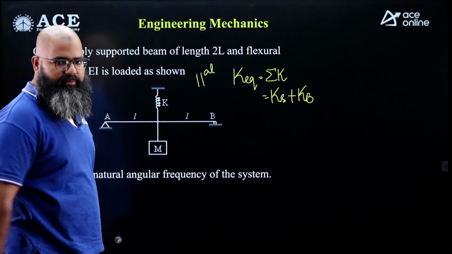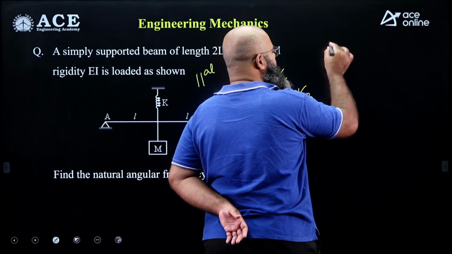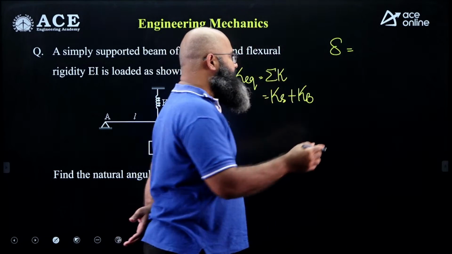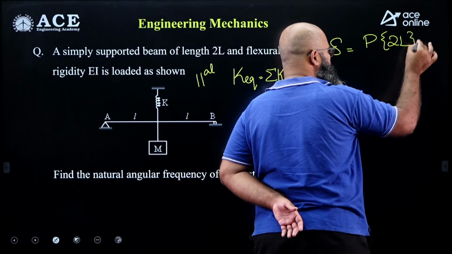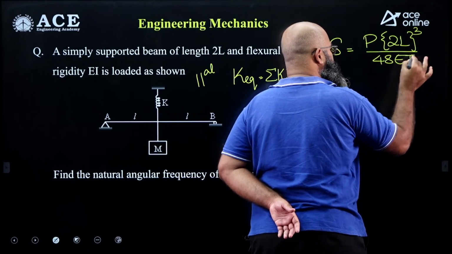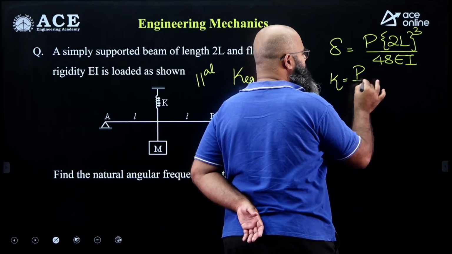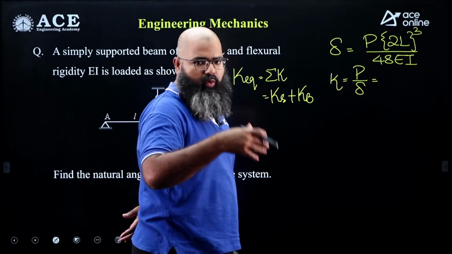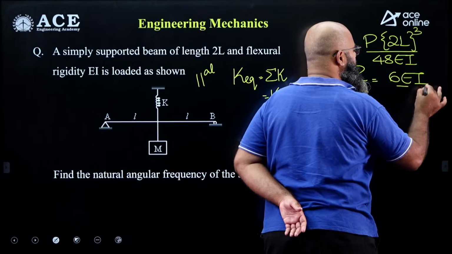Now how do we get the value for the beam? You should know from your strength of materials concept that in the case of a simply supported beam, if it is point loaded at the center, the deflection is equal to PL cube by 48 EI. Be careful, in this case the length is 2L. From here I can say the value of K is equal to P upon delta, which is equal to 48 EI divided by 2L whole cube, which becomes 6 EI upon L cube.